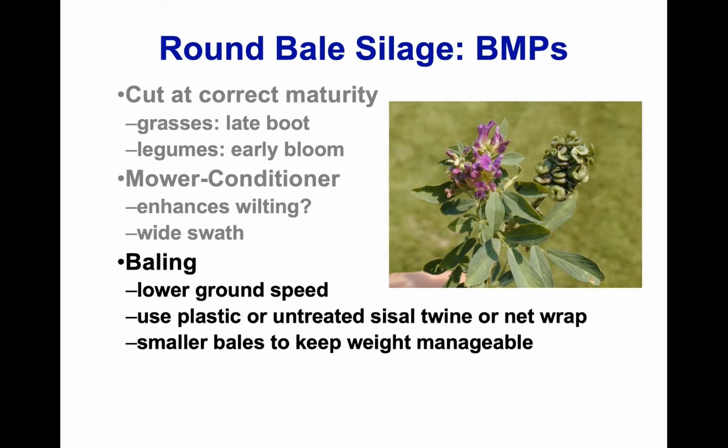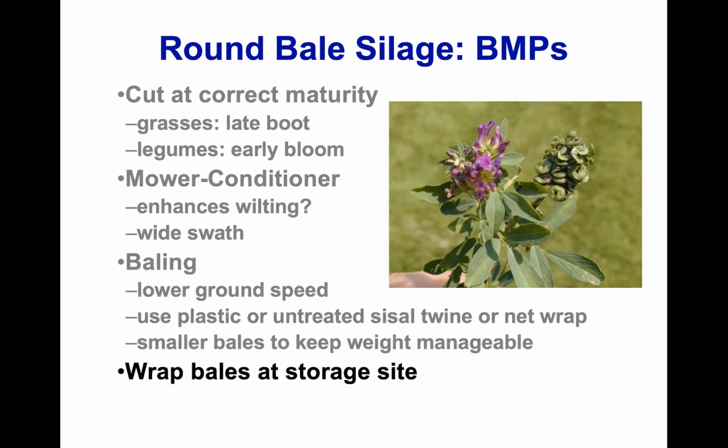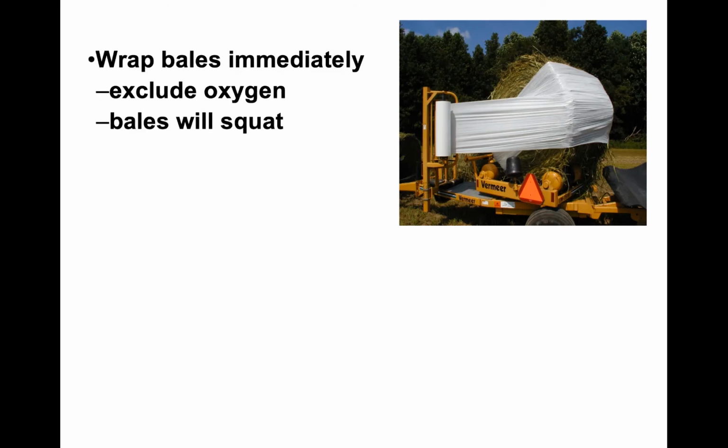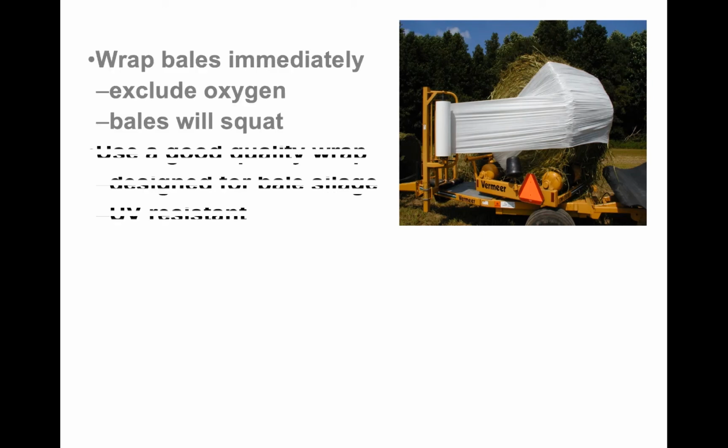We want to use plastic or untreated sisal twine or net wrap. And we want to make bales a little bit smaller to keep the weight manageable. And then ideally we want to wrap bales where they're going to be stored so that we don't have to handle them again and risk putting a hole in that plastic. We want to only make enough bales in a day that we can wrap. So we don't want bales to sit around for a long time. We want to wrap them the same day, ideally, that we make them.